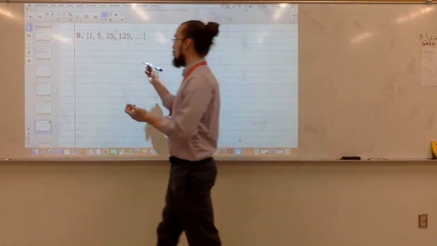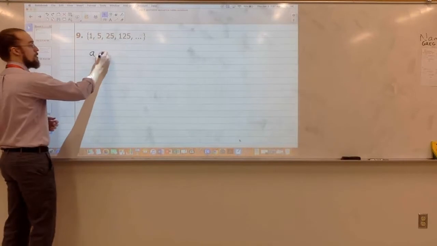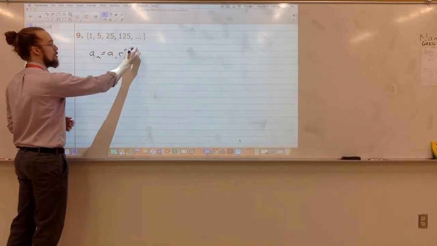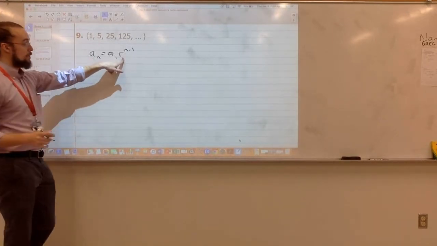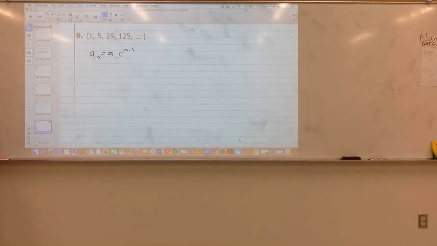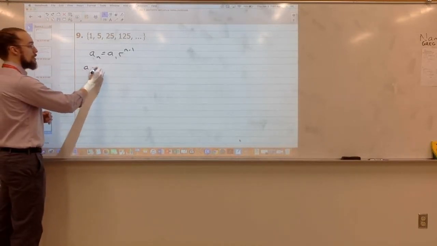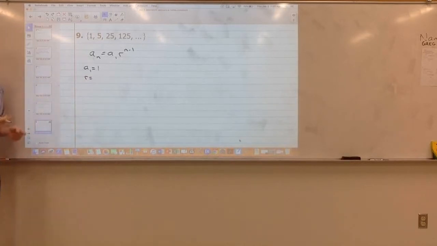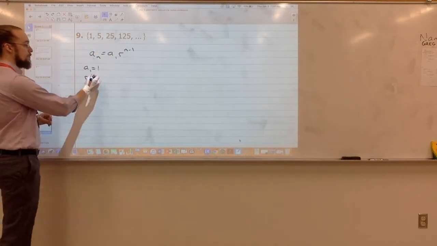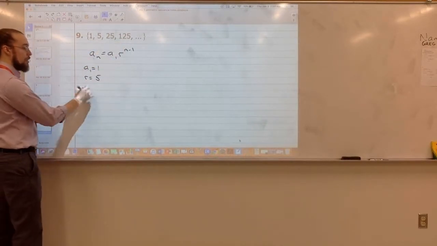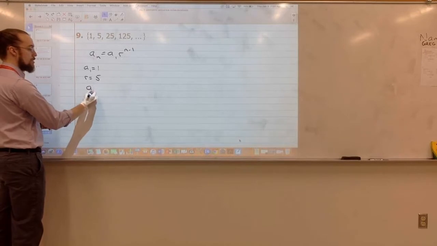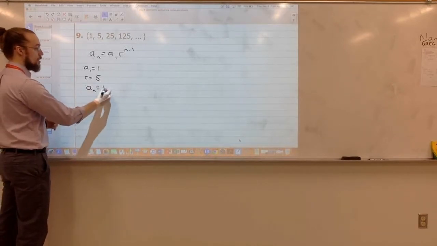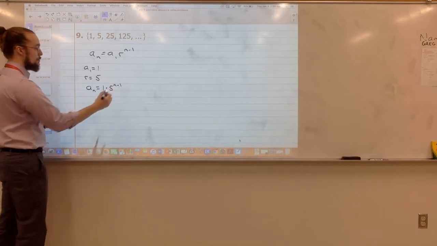So my rule is a sub n equals a sub 1 times r to the n minus 1 power. So the 2 things I need are the first term and the common ratio. What is the first term? 1, right? So I'll say a sub 1 equals 1. What's my common ratio here? 5. Right? I'm multiplying by 5 every time. So my rule then, this is all the information I need. The first term and the common ratio. So my rule then is a sub n equals 1 times 5 to the n minus 1 power.